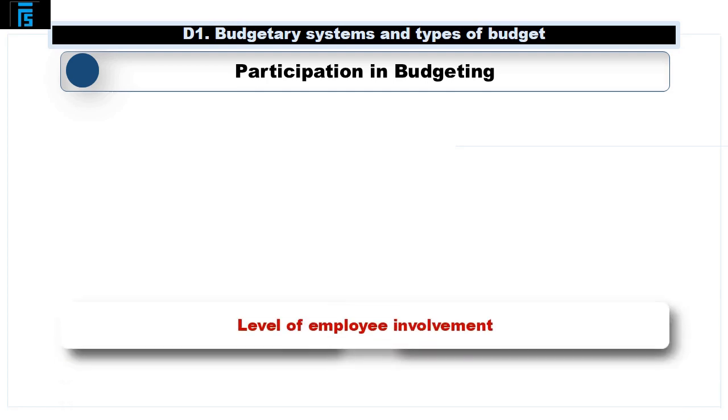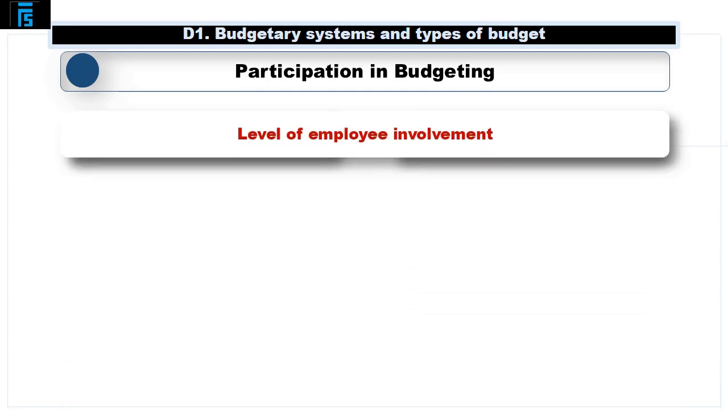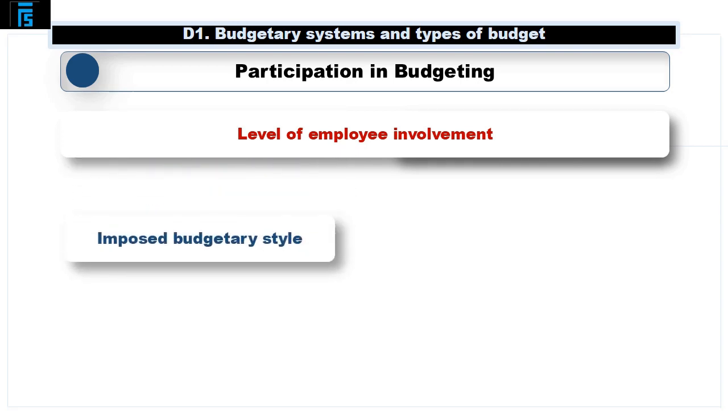When implementing a budgetary system, a decision must be made as to how involved employees should be in the budgetary process. A budget can have an imposed or a participative style.